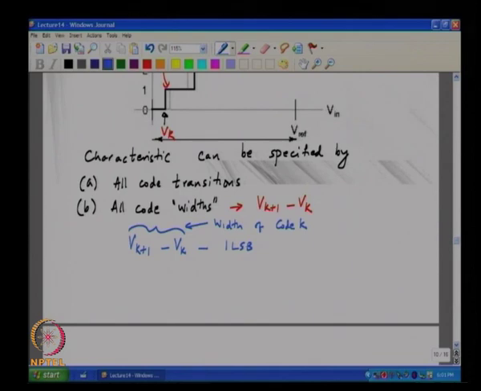What are the units of 1 LSB? If we are talking about a quantizer which quantizes voltage, then 1 LSB will obviously have a dimension of volts. So, VK plus 1 minus VK is the width of the Kth code. This minus 1 LSB is the deviation of the width of code K from the ideal. And this has got a name, I will tell you why it is given the name. This is called the differential nonlinearity at code K.